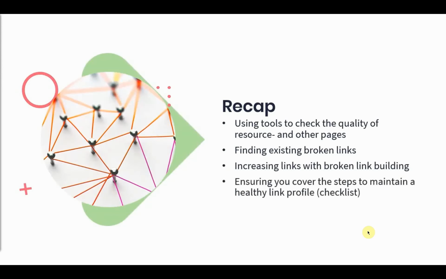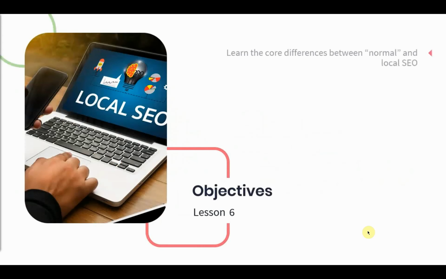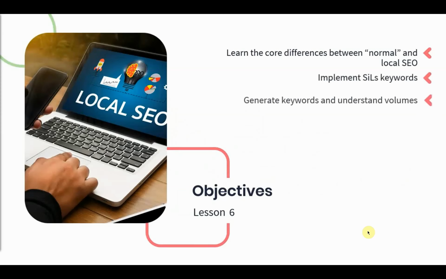Let's take a look at our objectives for today. We're going to be looking at the core differences between normal and local SEO. We'll then implement SEO keywords, service in location, which you'll understand a bit later. And we're going to look at generating keywords and understanding volumes of keywords, particularly low volume keywords.